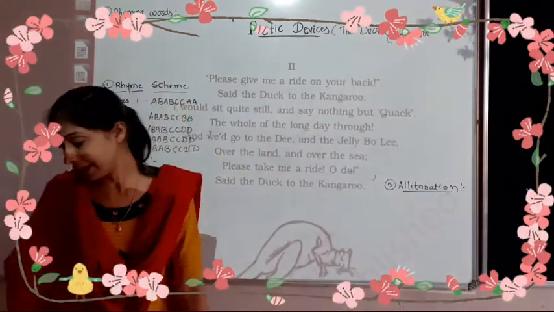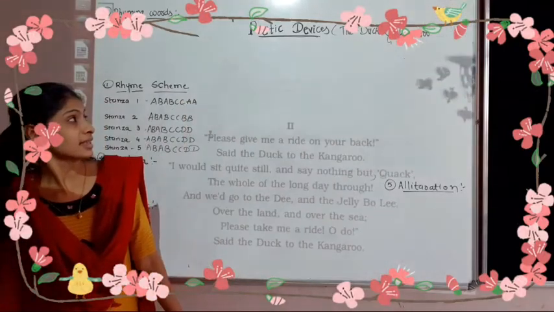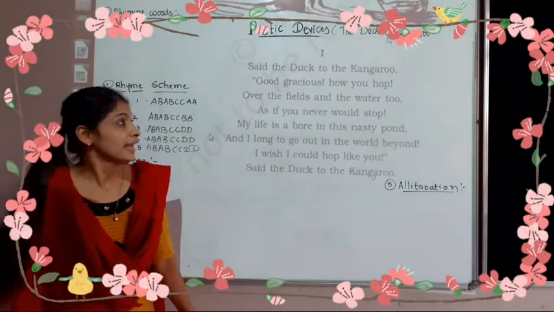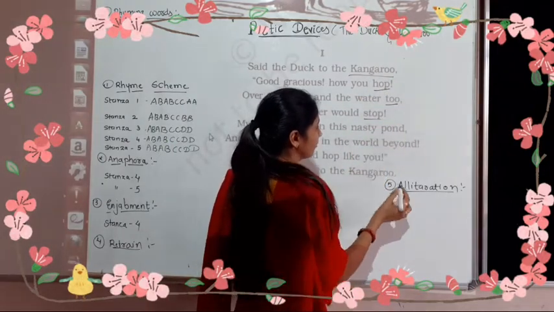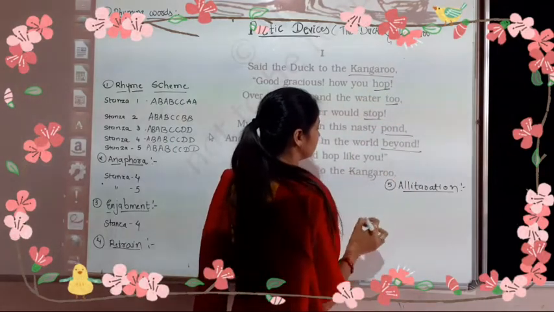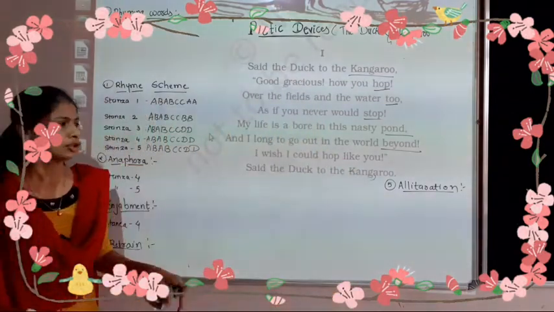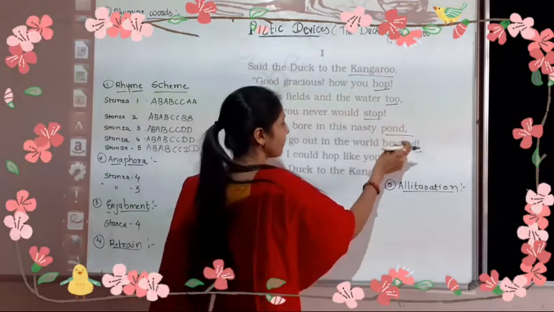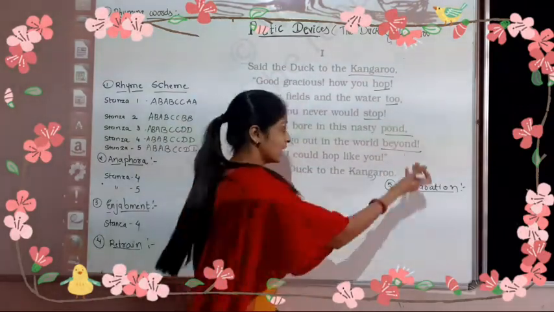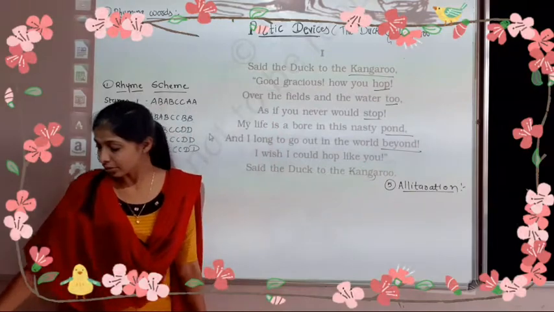First stanza and second stanza, the rhyming words we will see are kangaroo and true, hope and stop, beyond and gone. Right? No need to write it again. You can write here kangaroo, true and you, they are rhyming words. Hope and stop are rhyming words. Pond and beyond are also rhyming words.